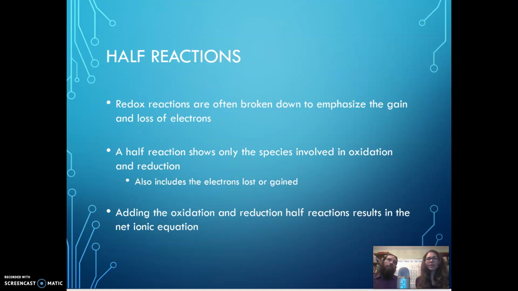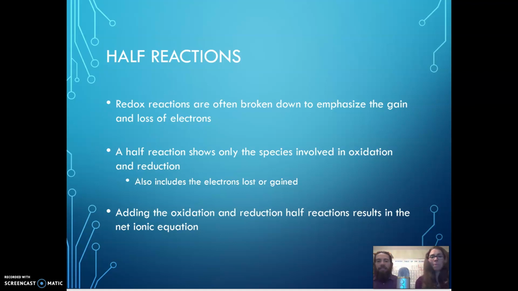We often will split these equations into half reactions. We split the oxidation and the reduction apart so that we can see that transfer of electrons: who's gaining the electrons, who's losing the electrons. We split them into what we call half reactions. A half reaction only shows the species involved in the oxidation and reduction, first of all. So if there are other species that have not gained or lost any electrons, we don't put them in the half reactions.